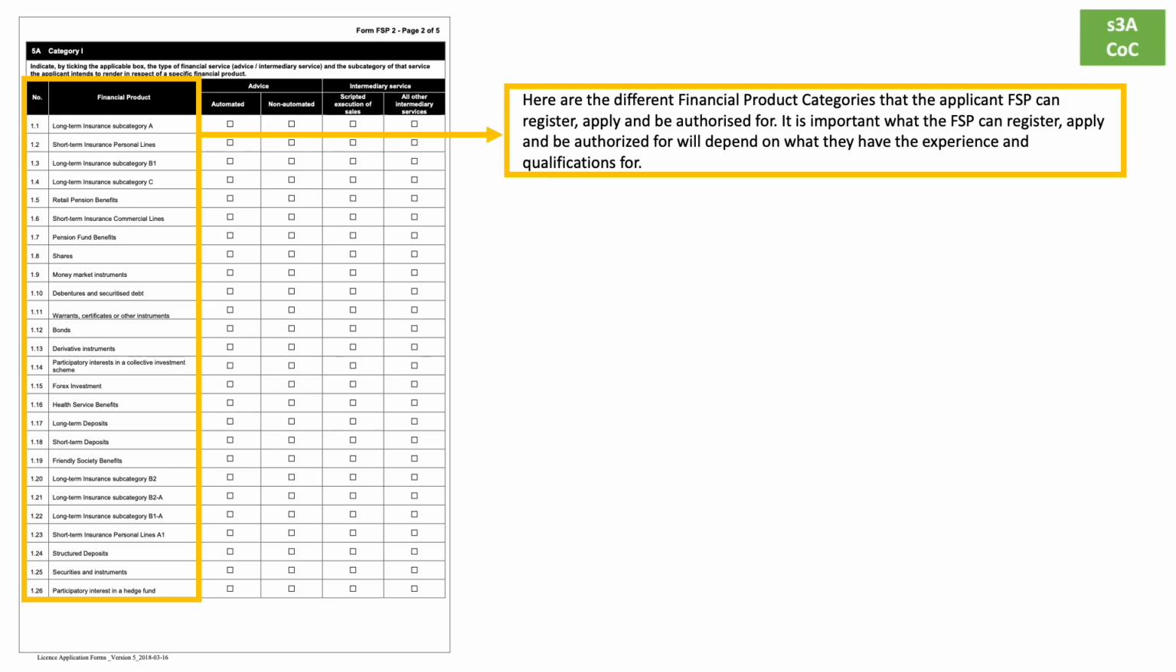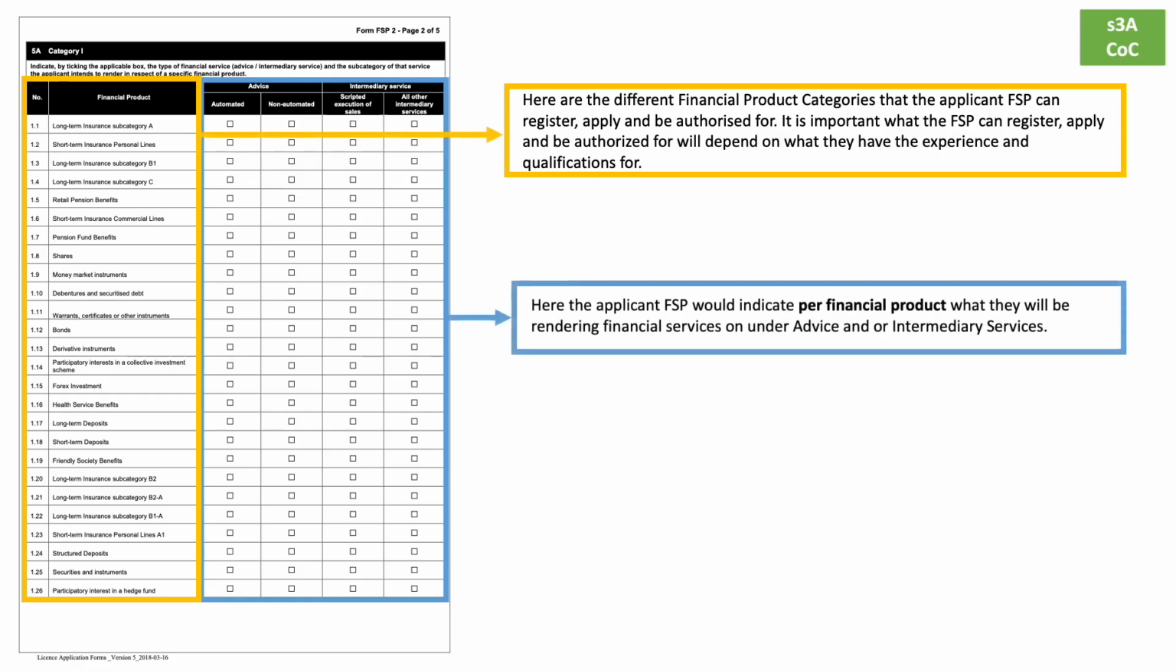You will see in Task 8 how important it is to evaluate if a representative is fit and proper before being appointed, because they also must meet those requirements of experience and qualifications per category, subcategory, and products. Here, the applicant FSP will indicate the financial product or products that it wants to render financial services on under advice and or intermediary services.